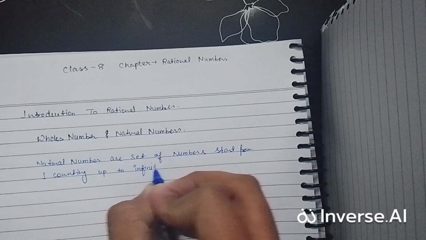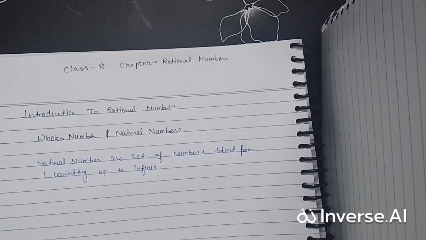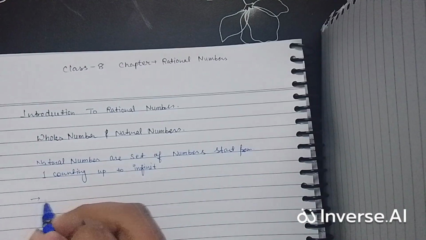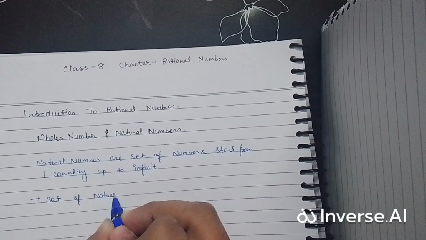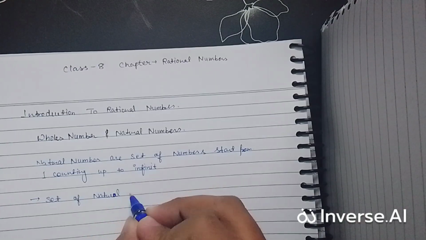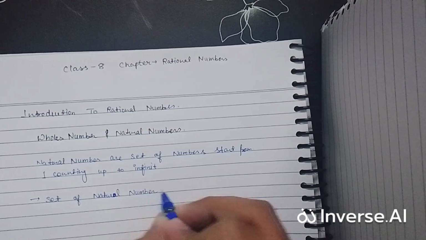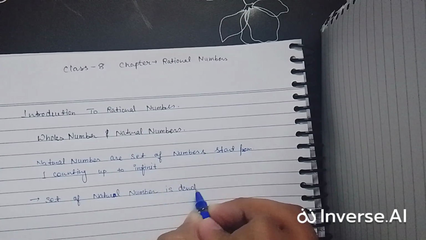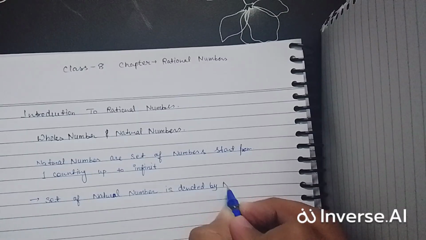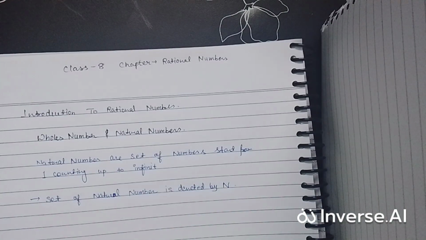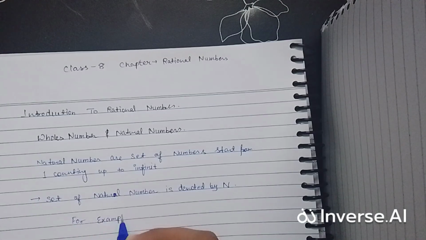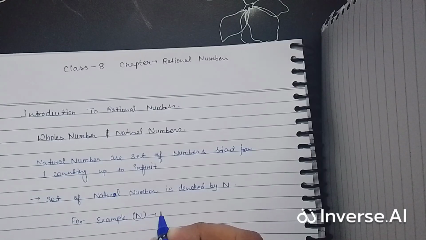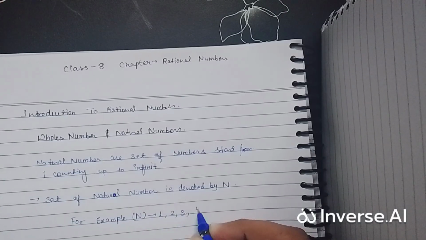नेचुरल नंबर इसको कहते हैं जो पहली काउंटिंग से शुरू होता है और इन्फिनिटी पे जाके ख़त्म होता है. द सेट ऑफ नेचुरल नंबर इज डिनोटेड बाय एन. सेट ऑफ नेचुरल नंबर किससे डिनोट होता है? The set of natural numbers is denoted by N. For example, N is 1, 2, 3, 4 and so on.